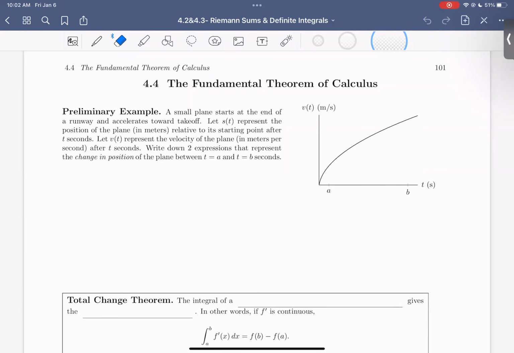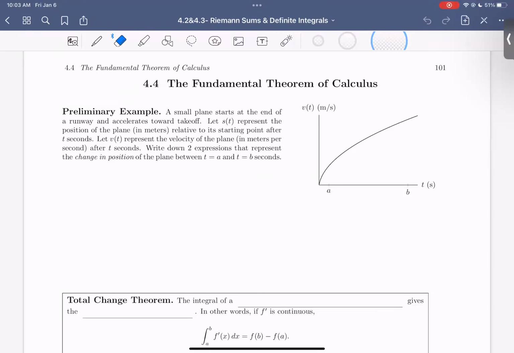Hello, everyone. In this video, we are going to begin with the preliminary example in section 4.4 on the fundamental theorem of calculus. So far in this first couple of weeks of our class, we've been talking about how we can find an accumulation of a quantity based on the rate of change function of that quantity. In this section, we're going to start to really make that precise, including learning more about the integral. So let's get started on this preliminary example.